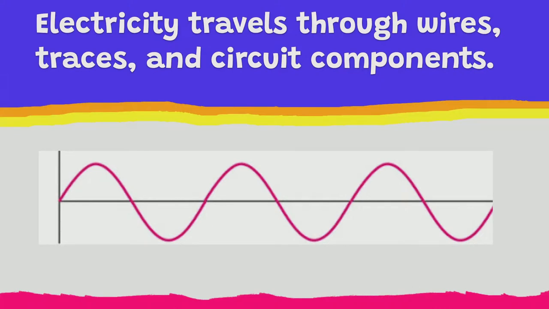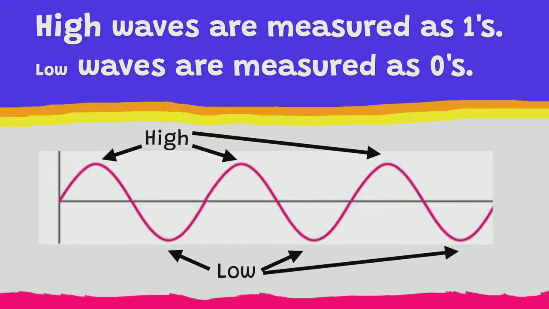So back to that warm-up: how do we get two digits out of electricity? Electricity travels through the wires, the traces, which we'll look at later, and circuit components. Electricity can be measured as high waves, which are measured as ones, and low waves, which are measured as zeros. It's a bit more complicated than this. It's not quite high waves and low waves or big waves and small waves, but this is an appropriate level for elementary school students to understand. This area is called signal analysis because the waves are called signals. I think this is an acceptable level for kids to understand signal analysis, where you have low waves and high waves, or big waves and small waves, depending on how you want to teach it.